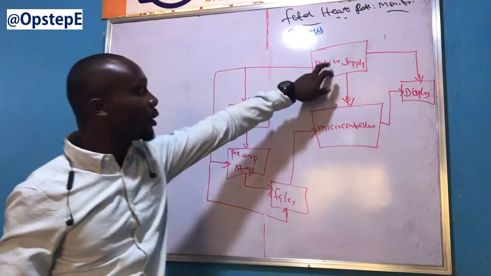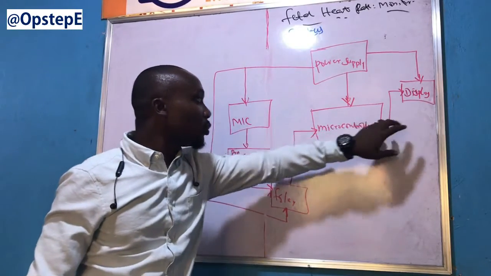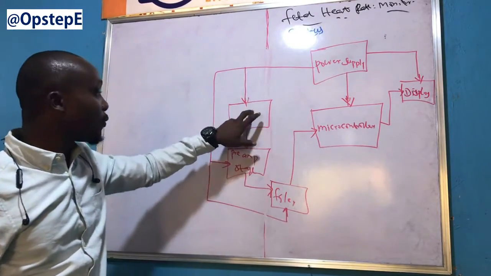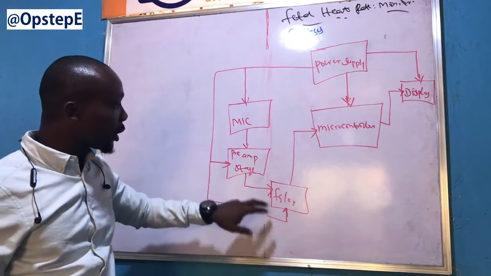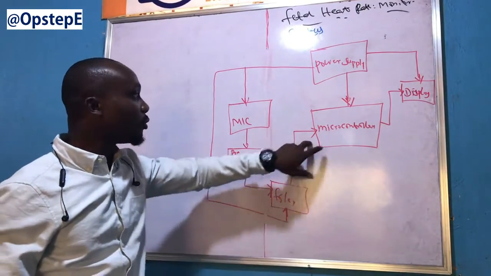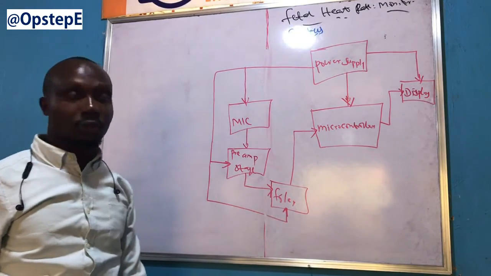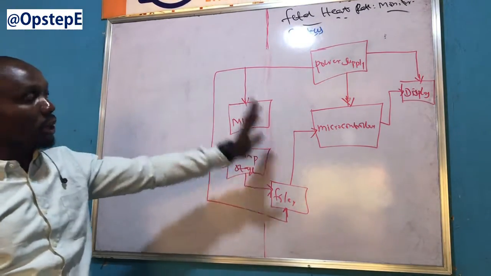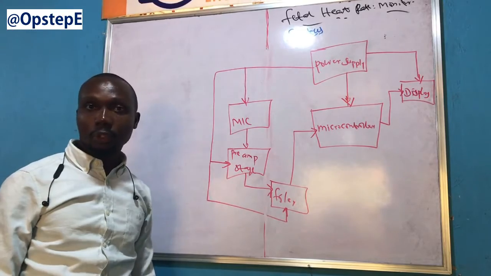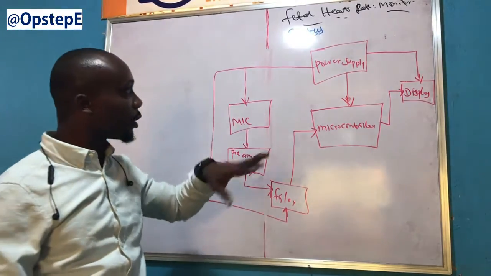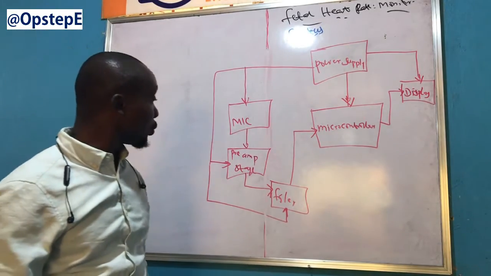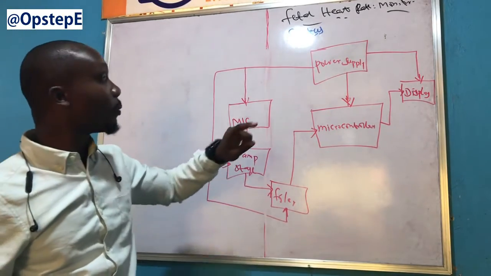You have power supply, you have a display unit, you have the microcontroller itself, you have a microphone, a condenser microphone, and then you have the preamp stage, and then you have the filter stage before it goes into the microcontroller. So this is basically what the block diagram is. So the essence of the microphone, let me do a quick introduction here, or more introduction here.